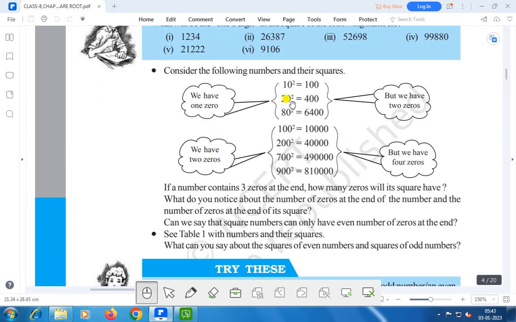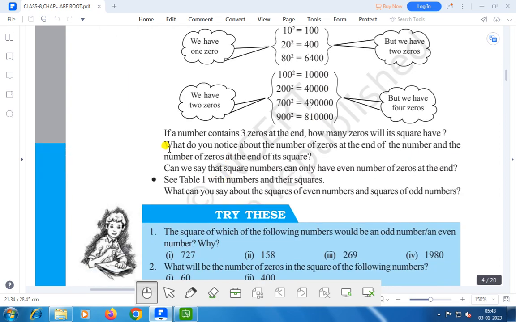Consider the following numbers and their squares: 10 squared is 100, 20 squared is 400, 80 squared is 6400, 100 squared is 10000, 200 squared is 40000, 700 squared is 490000, 900 squared is 810000. If a number contains 3 zeros at the end, how many zeros will its square have?